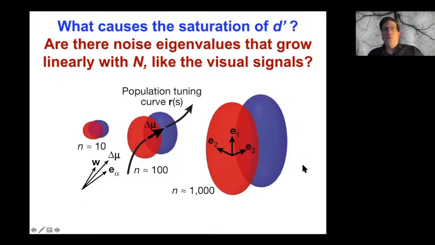Finally, we took a look at what actually causes the saturation of D prime as we examine ensembles of cells of greater and greater number. And in particular, were there eigenvectors of the noise covariance matrix whose noise eigenvalues were growing with the number of cells, and in particular growing linearly with the number of cells, as would the visual signals. And so this would really, if we could find evidence for this, this would really show that the bound on the D prime values was in fact due to noise in the signal direction.